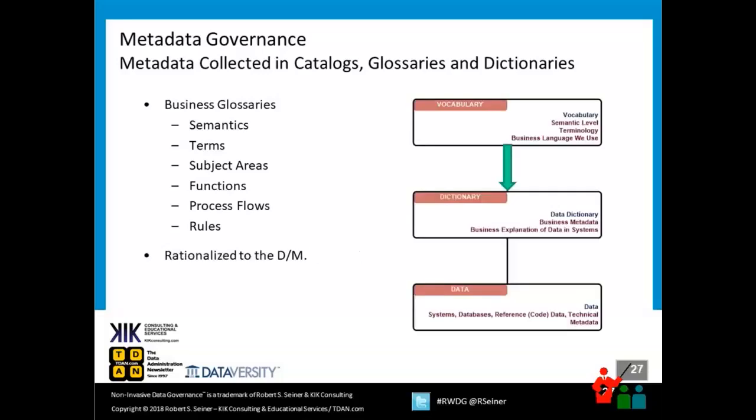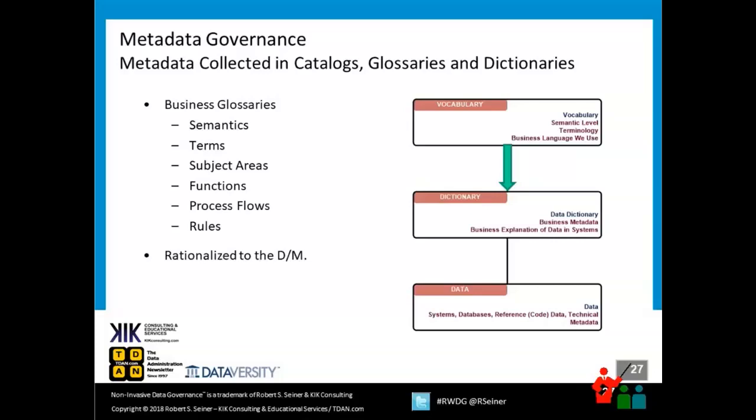So again, in business glossaries, we're looking at the semantics and the terms and the subject areas and those things. At some point in time, we might want to rationalize that to the dictionaries, to the data that we have, to the standards that we've defined for the data in the organization. So we want to have the business glossary as well, and we need to collect the information about it somewhere. And in one of these tools, like the Erwin tool, it is a perfect place for that information to be collected. You want to build a catalog, you want to build a glossary and a dictionary.